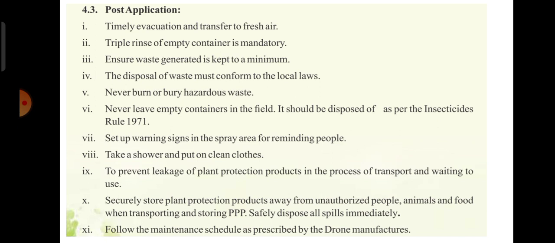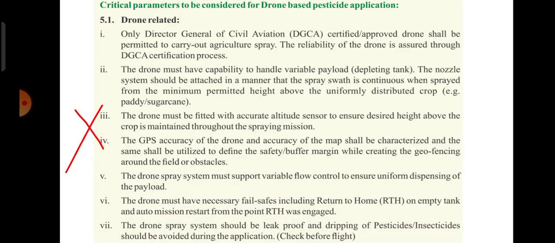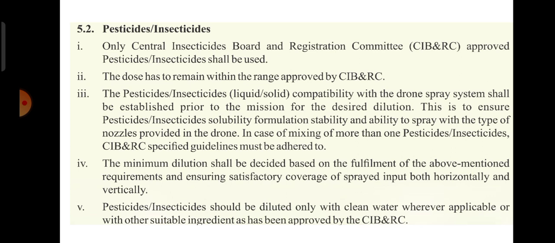Follow the maintenance schedule as prescribed by the drone manufacturers. Coming to the pesticides and insecticides, which kind of pesticides and insecticides may we use for spraying with the help of drones? Only Central Insecticide Board and Registration Committee, that is CIB and RC, approved pesticides and insecticides shall be used or allowed during the spray. The dose has to remain within the range approved by CIB and RC.